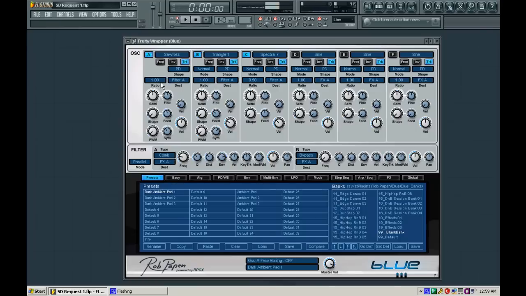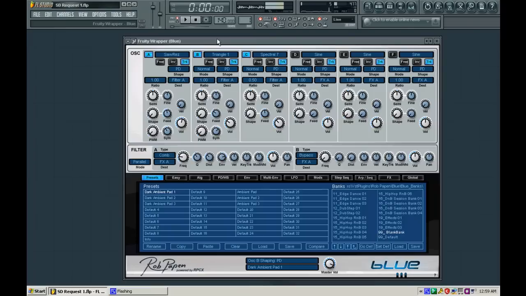So oscillator A is a saw res at ratio 1, feed at about 47%, symmetry at minus 11%, volume at 7.6 dB. Oscillator B is, sorry about that, my microphone dropped out like I told you guys about in the first video blog.